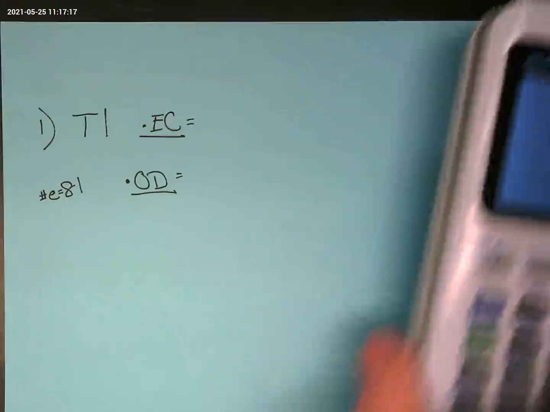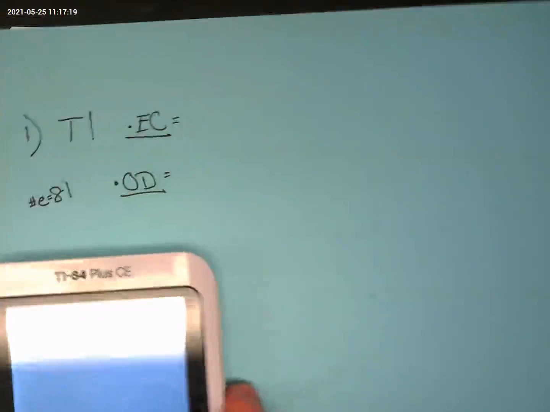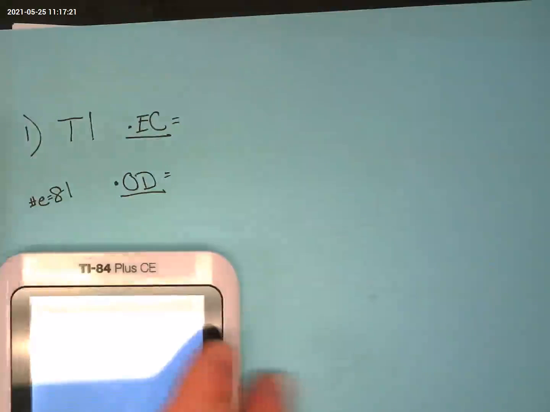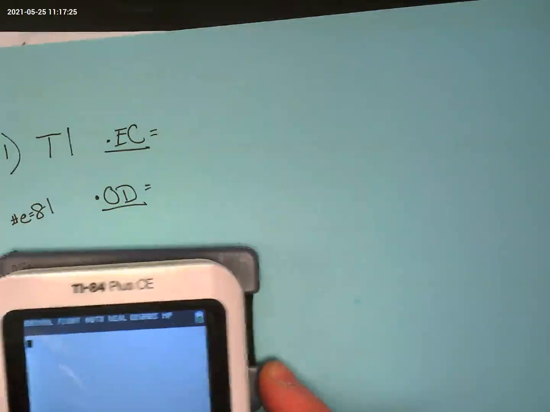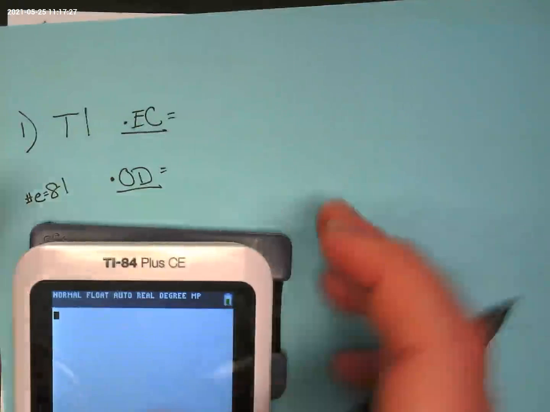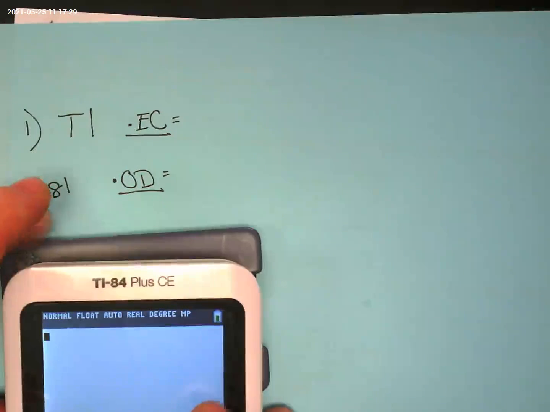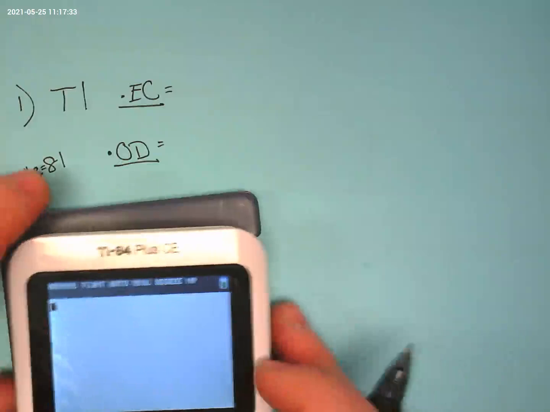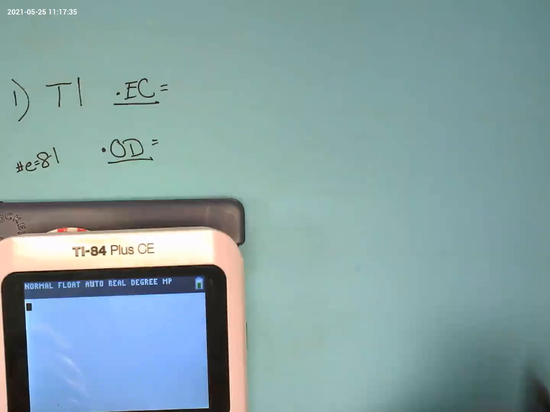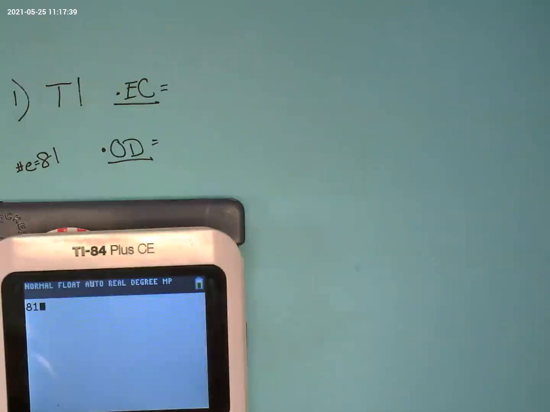I guess I'll have my calculator handy as well. Try to incorporate this as best I can. It's a little awkward. Oh God, it's right where my wrist needs to be. Okay, so we're starting with 81.